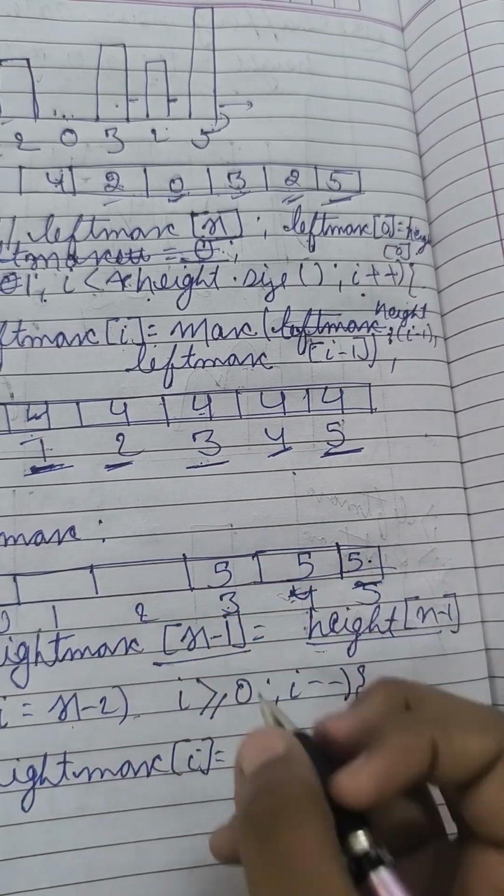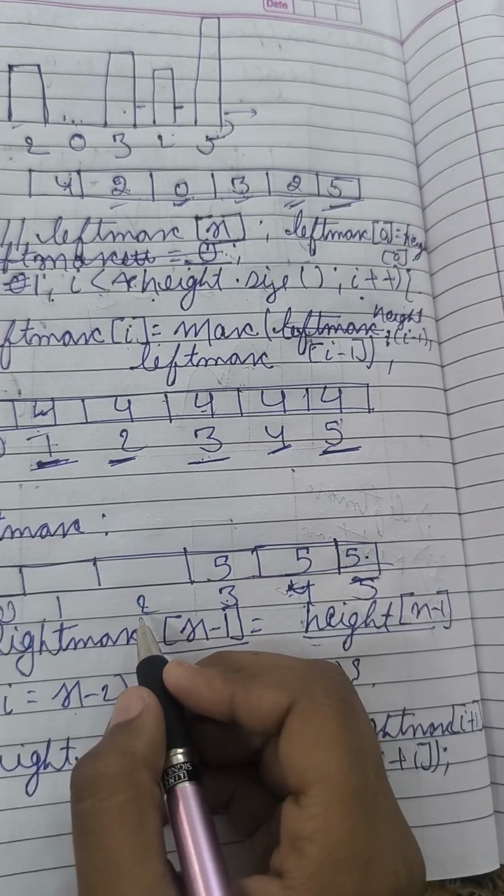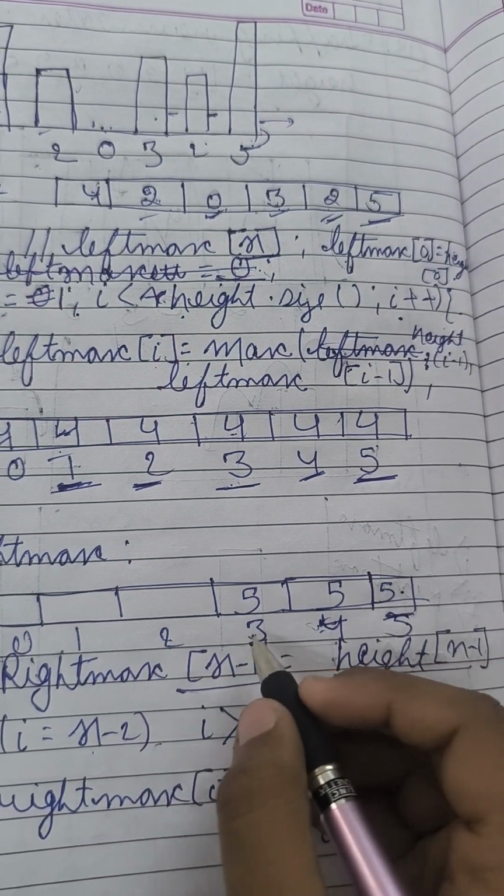Now when I is continuously decreasing and it comes to the second element, again it's going to be the maximum of right max of I plus 1 and height I plus 1.